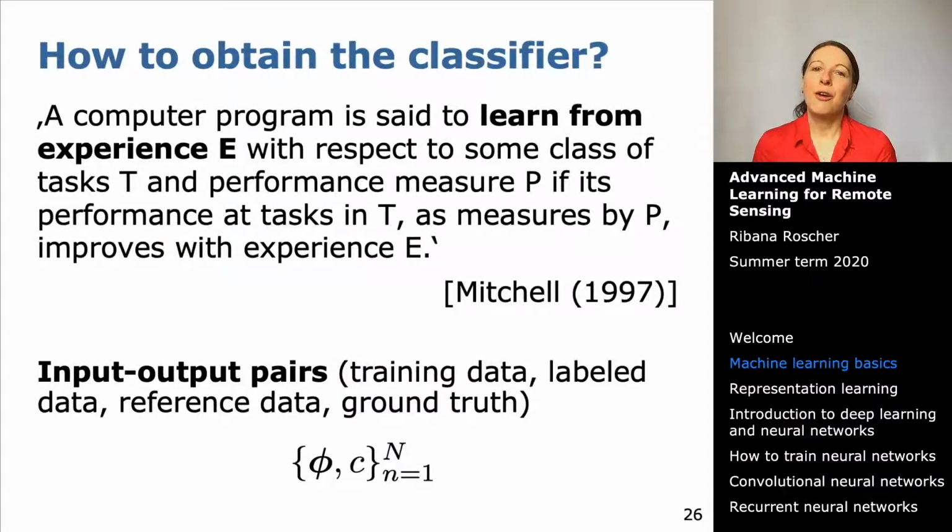So the question is now how to obtain the classifier, and there's a nice text by Mitchell which explains how you can obtain a classifier, and it contains the essential elements you need to learn a classifier. And this text says a computer program is said to learn from experience E with respect to some class of tasks T and performance measure P if its performance at tasks in T, as measured by P, improves with experience E. The important part here is to learn from experience E.